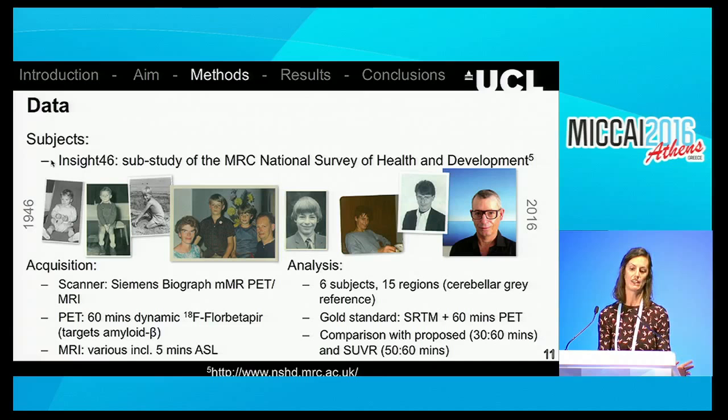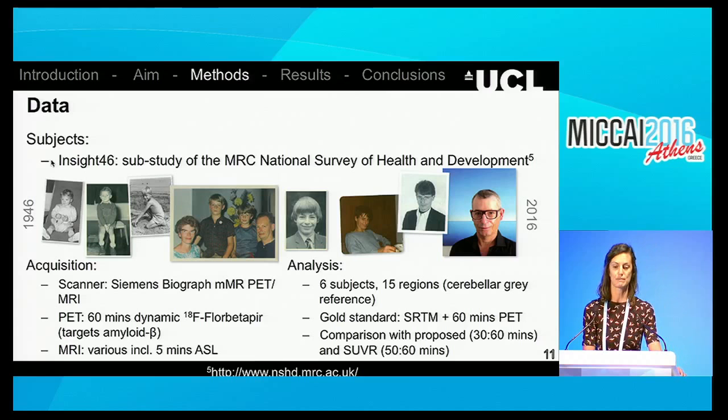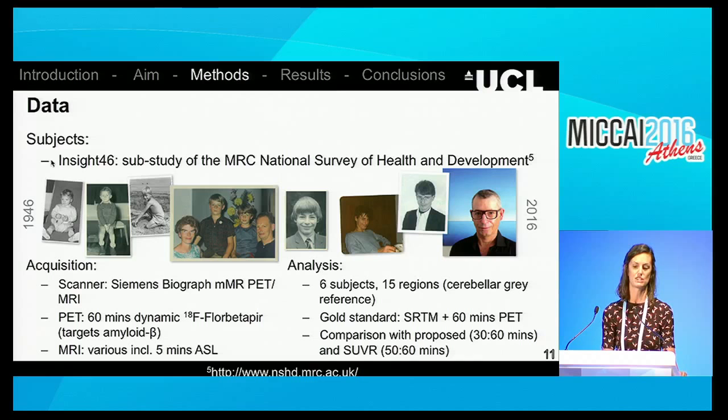So all subjects were scanned on our Siemens PET-MR scanner. They underwent 60 minutes of imaging following the injection of an amyloid beta tracer. And during that 60 minutes, while the PET data is being acquired, a series of MR data is also being acquired, including 5 minutes of ASL.